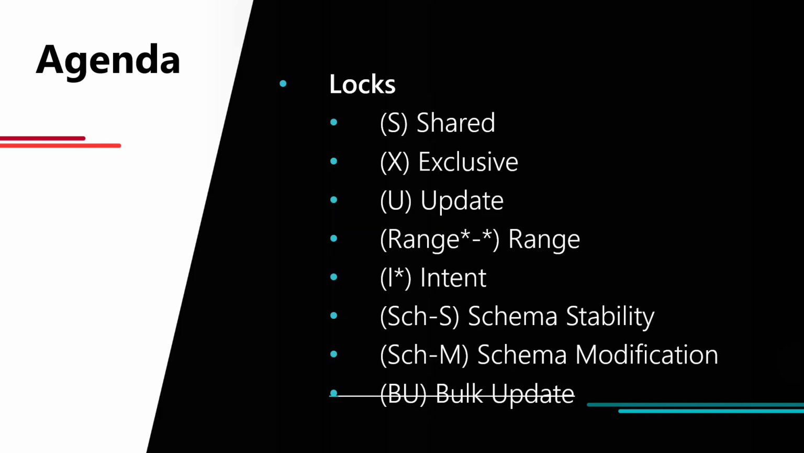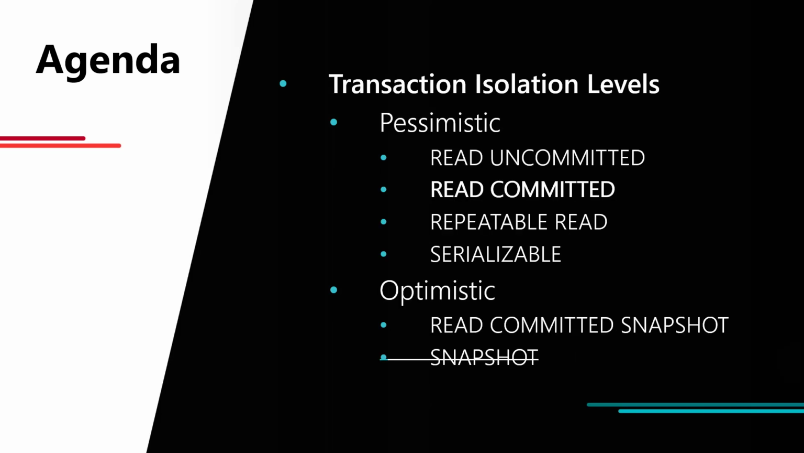Besides deadlocks, we will check a few more important concepts of how SQL Server organizes concurrency and how SQL Server locks resources. The first concept is locks. We will check all the locks available in SQL Server except bulk update locks. And there will be no separate session for locks. All this information will be included implicitly into the story, as well as transaction isolation levels.